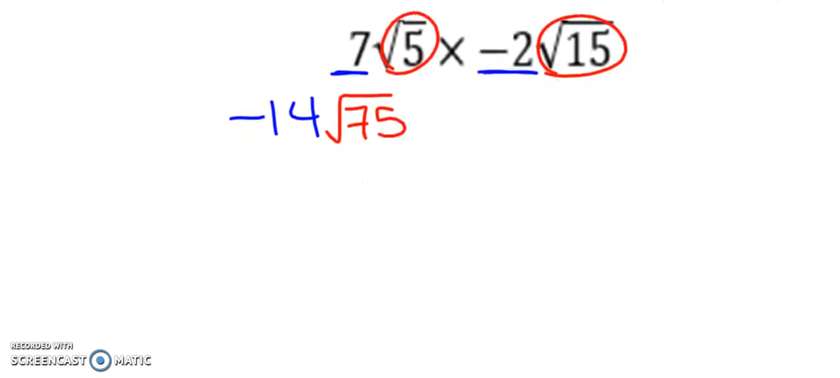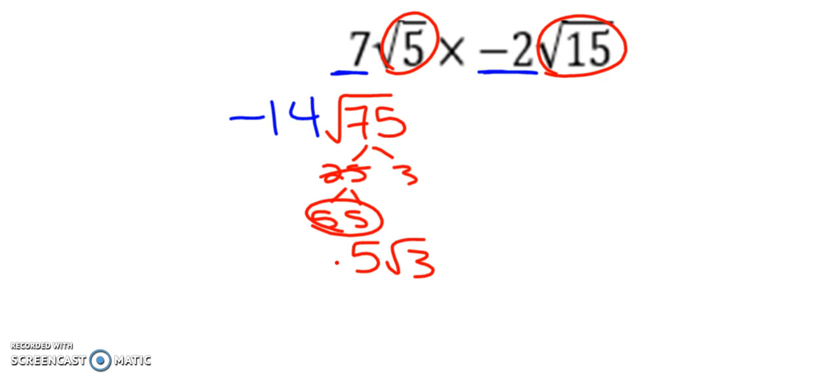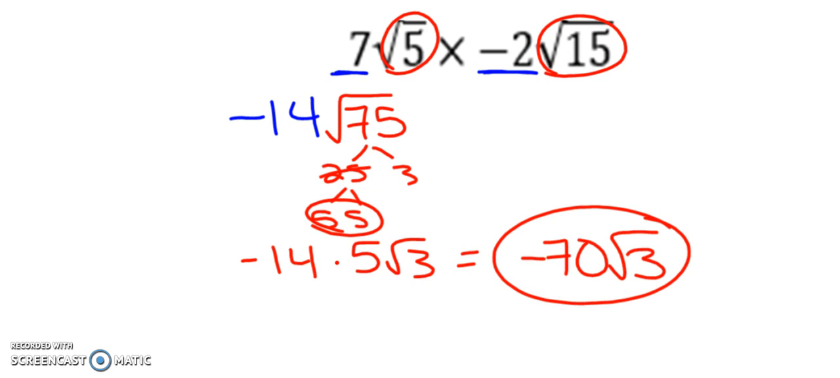So now from here, we need to simplify our radical down. Again, I know I'm circling pairs because it's a square root. So the square root of 75 is equivalent to 5 times the square root of 3, but we're already multiplying it by the negative 14 that was our coefficient, and negative 14 times 5 gives me negative 70 times the square root of 3.